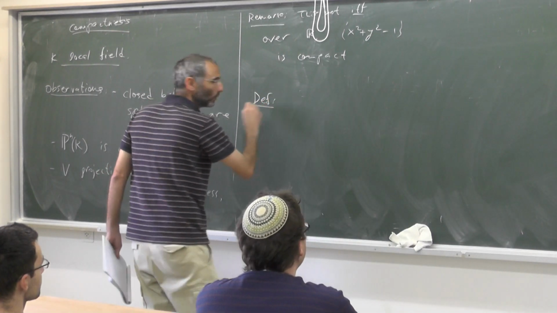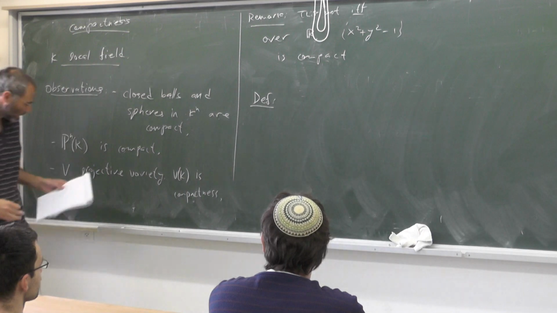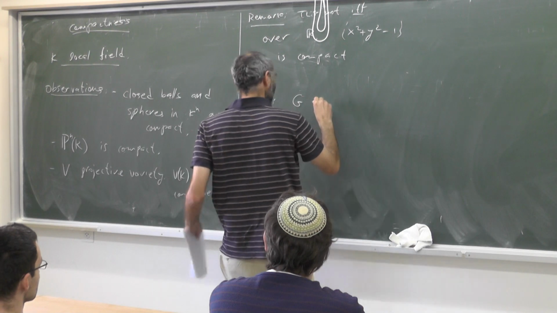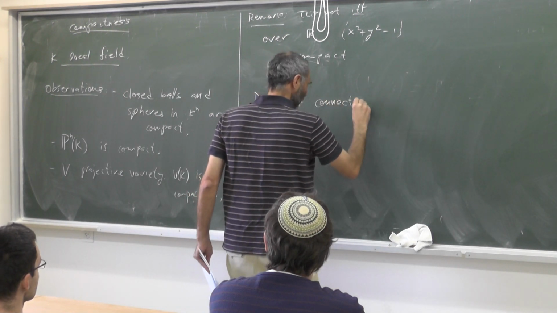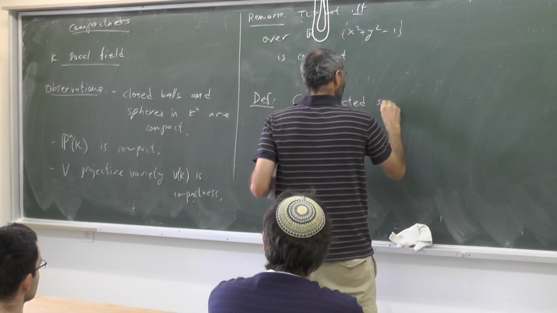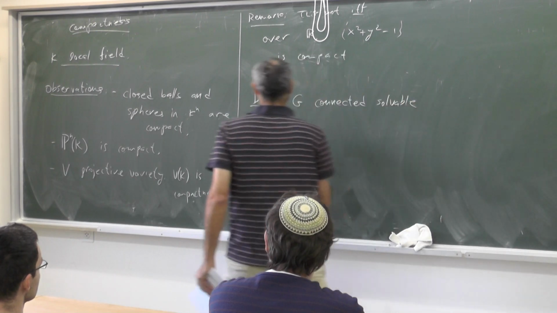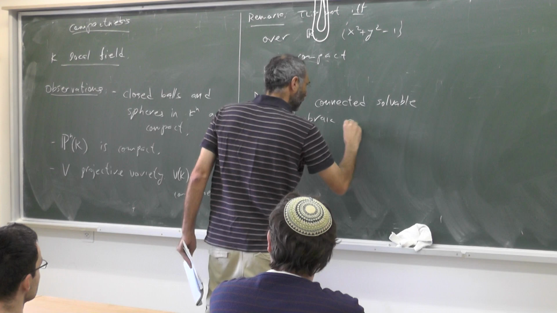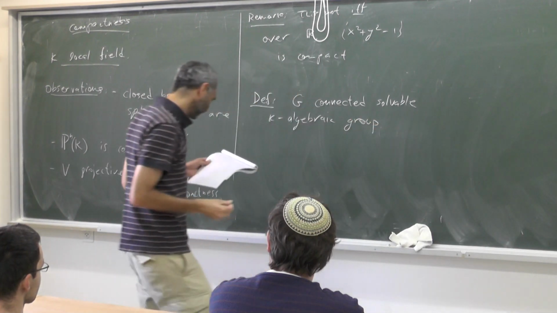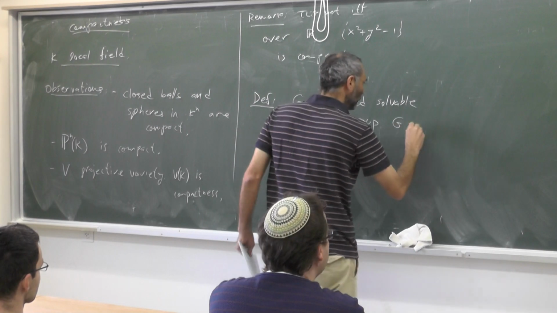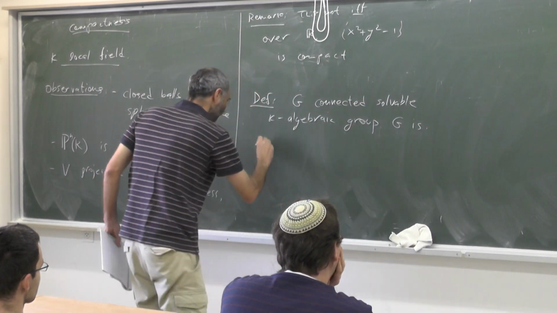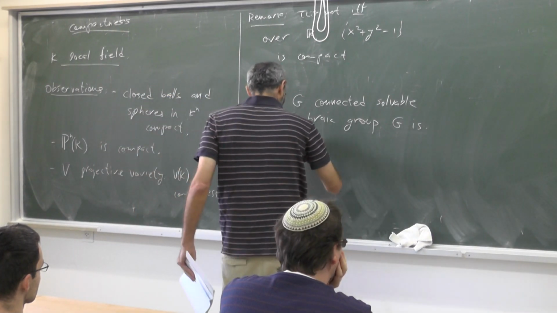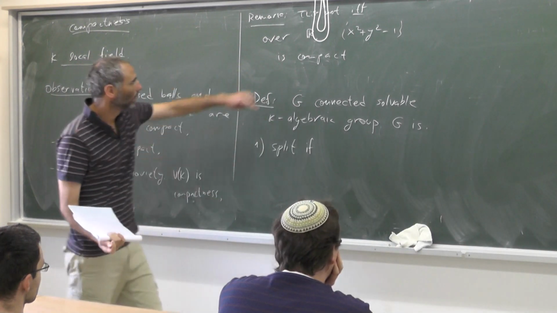So now, here's a definition which is not clearly related to the subject. So G here is a connected solvable algebraic group defined over K. So G is said to be split if, well, as you all know, a group is solvable if and only if it has a composition series such that all the subquotients are abelian, right?